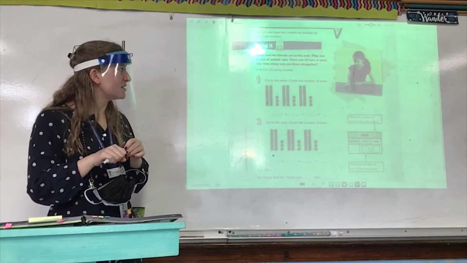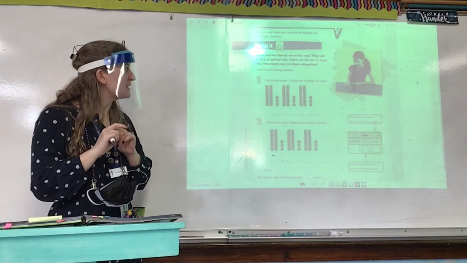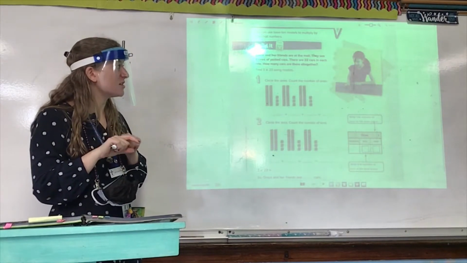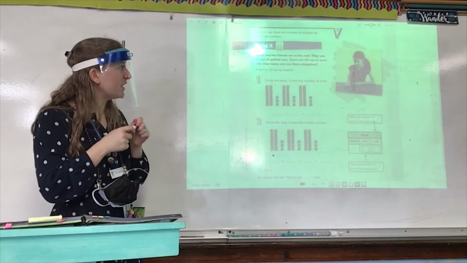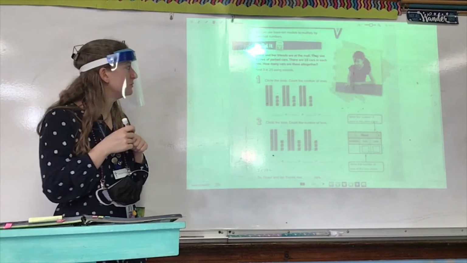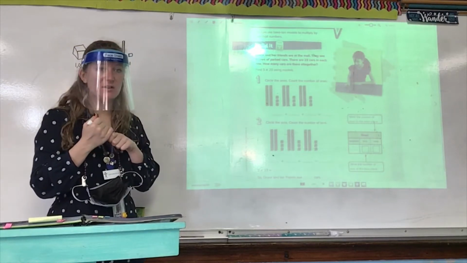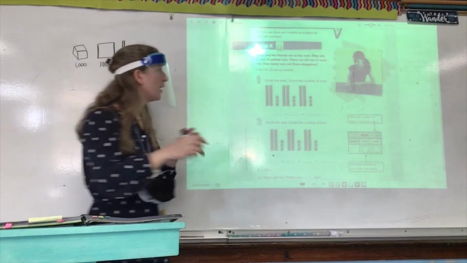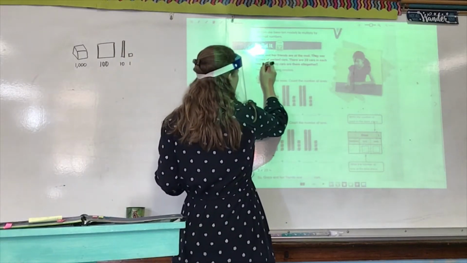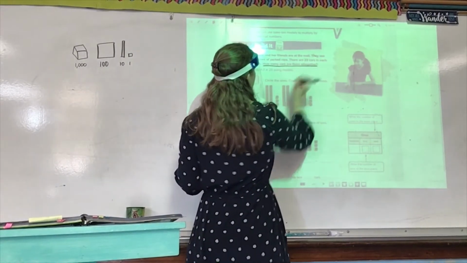Grace and her friends are at the mall. They see 3 rows of parked cars. There are 23 cars in each row. How many cars are there altogether? So, let's underline our question. How many cars are there altogether?